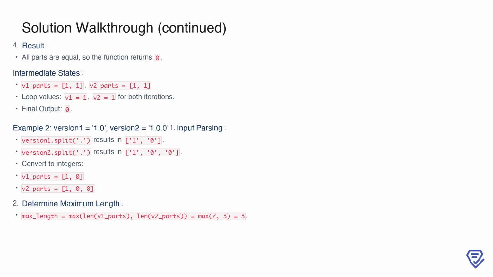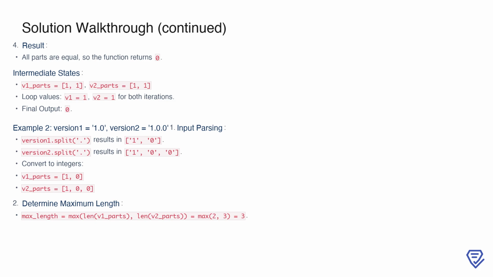This indicates that version 1 and version 2 are equivalent. To summarize the intermediate states, v1_parts and v2_parts are both [1, 1], and during the loop, the values compared were v1 equals 1 and v2 equals 1 in both iterations. The final output is 0.